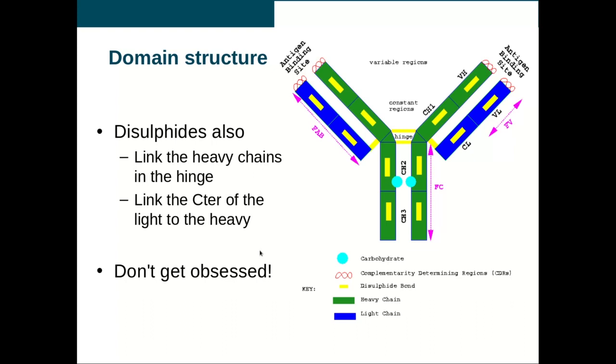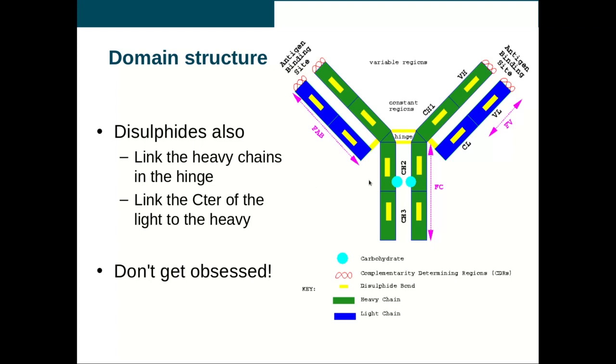Now, I always say this, do not get obsessed with disulfides. Quite a common exam question will be something that involves drawing a picture like this, a representation of an antibody. And people scatter disulfides all over the place. We end up with them joining the variable fragments together, joining the CH3 domains together. All this is completely wrong. We only have them within each domain, between the constant regions in the hinge, and joining the C terminus of the light chain to the center of the heavy chain.